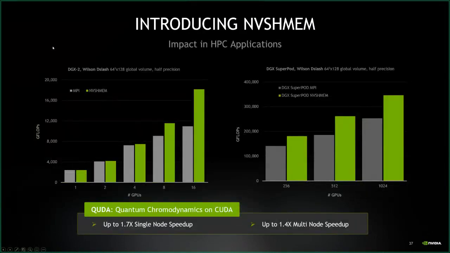So this is the impact of NVSHMEM in QUDA. That's QUDA with a Q, quantum chromodynamics on CUDA. And on a single node here, we saw up to 1.7x speedup going from an MPI-based implementation to an NVSHMEM-based implementation. And then on a multi-node configuration, up to 1,024 GPUs, we had 1.4x speedup for that same problem. So not 10 or 20x, but for communication libraries, which we can think of as force multipliers for the performance we get from the compute resources, really a tremendous result here, in addition to the increased developer velocity from the programming model itself.